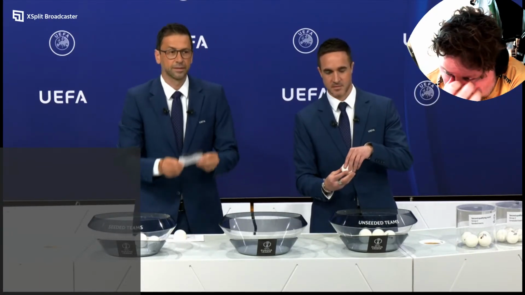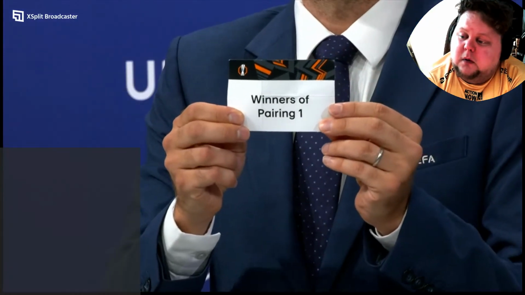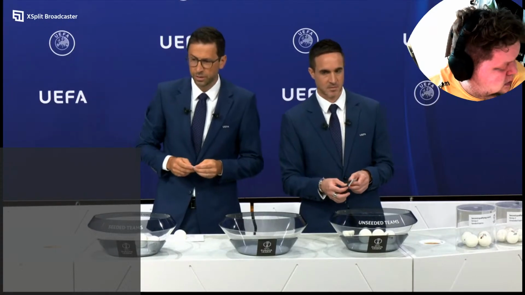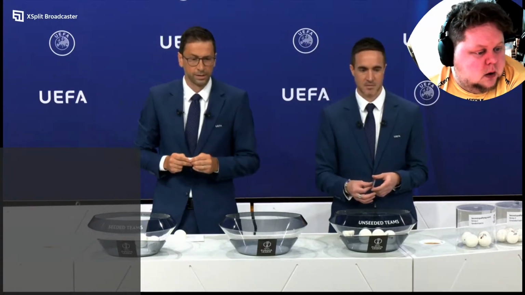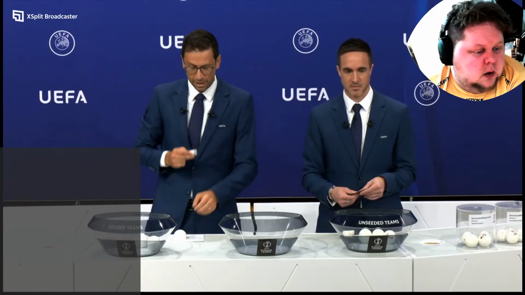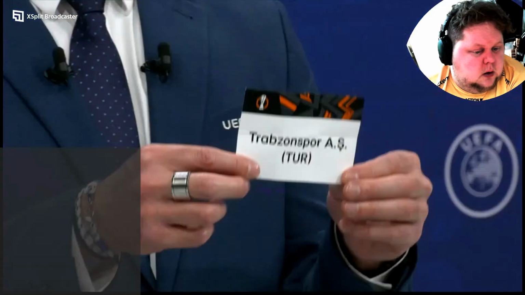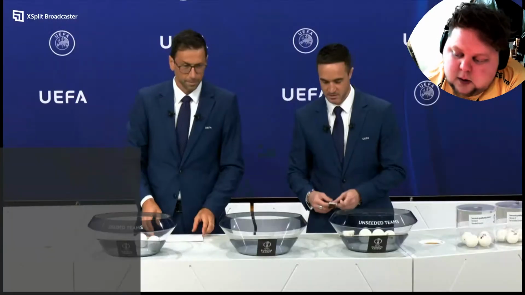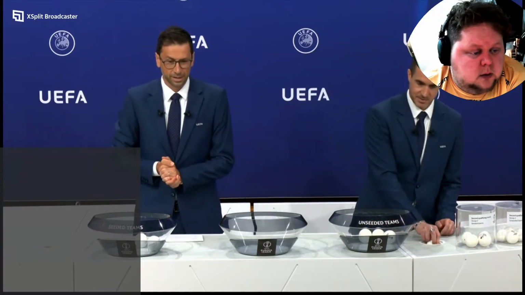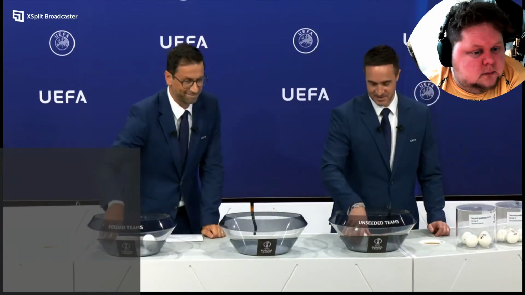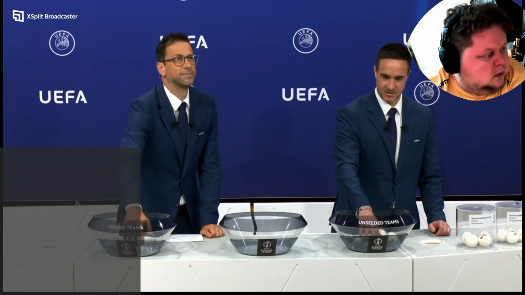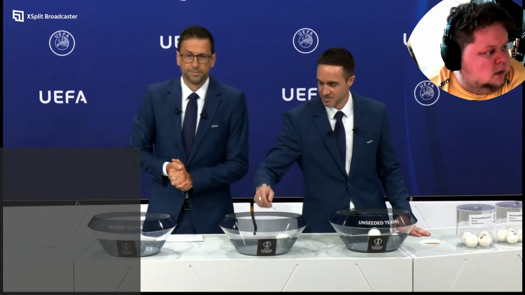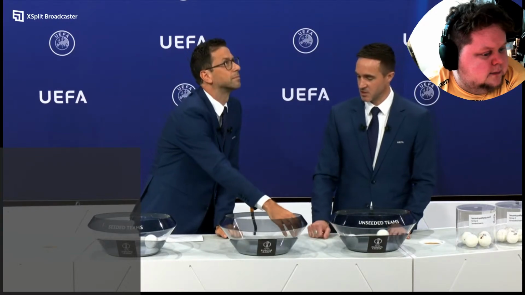And the next will be the winners of pairing 1. They will play the first leg at home. And the winners of pairing 1 are MFK Rosenborg from Slovakia or FC Tobol from Kazakhstan. And they're going to play against? They're going to play against Trabzonspor AS from Turkey. So that completes our second pairing. We keep on? Yes. Four teams know, but plenty of teams still waiting. Let's not keep them waiting too much longer.